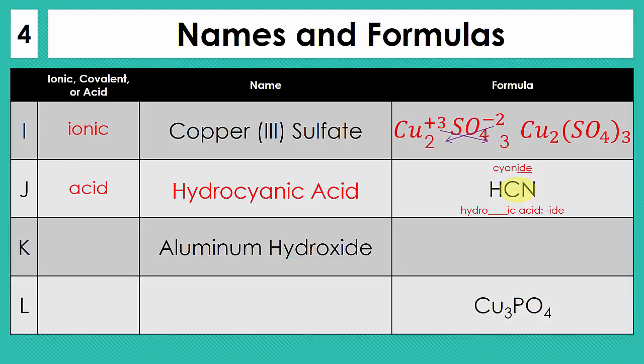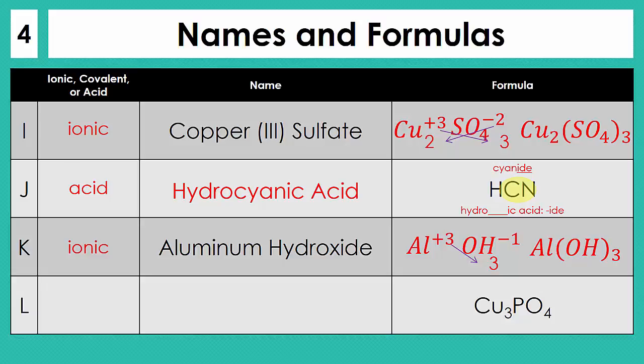Next, I have aluminum hydroxide. So aluminum is a metal, and hydroxide is a polyatomic ion. So this is an ionic formula. Aluminum will always have a charge of plus 3. Hydroxide has a charge of minus 1. Therefore, I'm going to need 3 hydroxides. And again, I need that parenthesis to indicate that there's 3 hydroxide ions, not OH3.